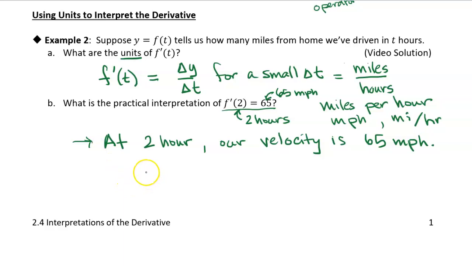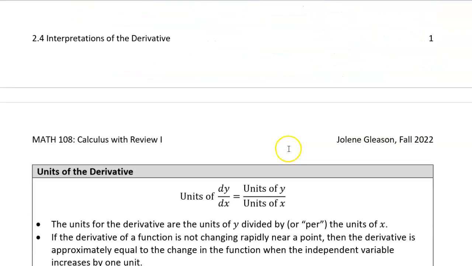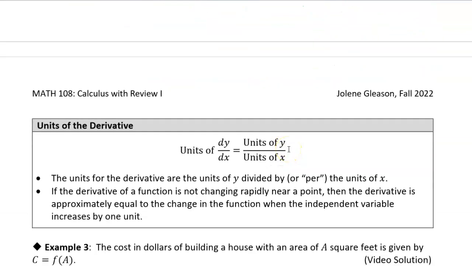So, to summarize, the key idea here is what the units of the derivative are. If we have a derivative, dy by dx, the units of the derivative are the units of y over the units of x. So it's the units of the dependent variable over the units of the independent variable. Sometimes we read that as the units of y per the units of x.